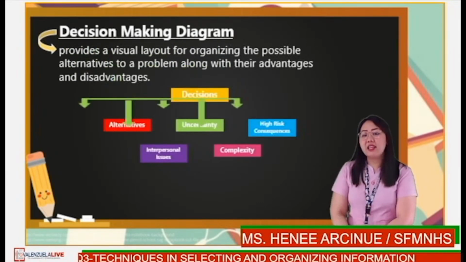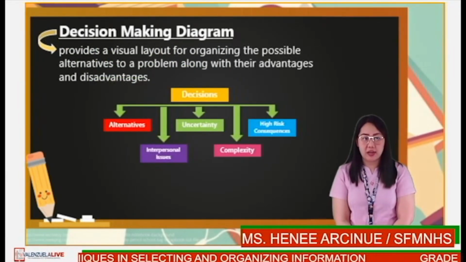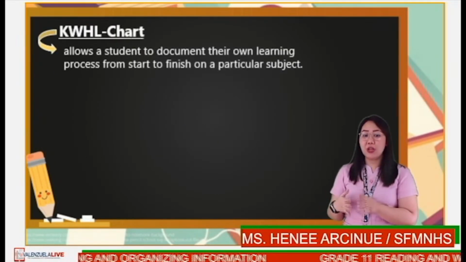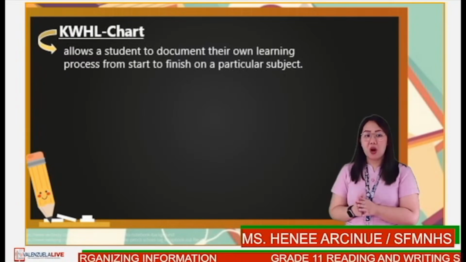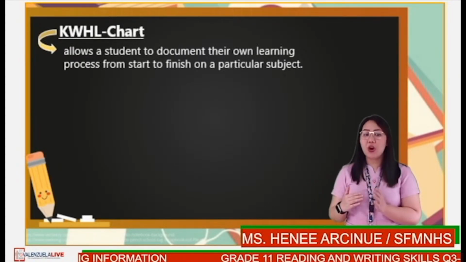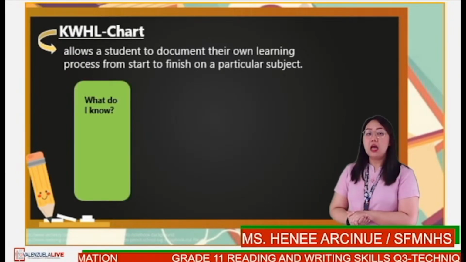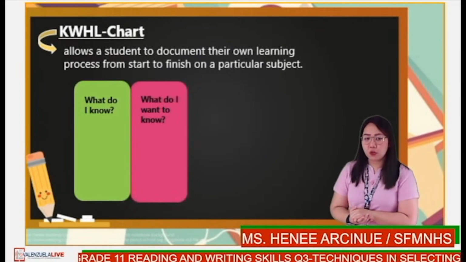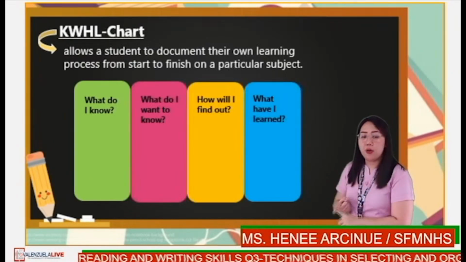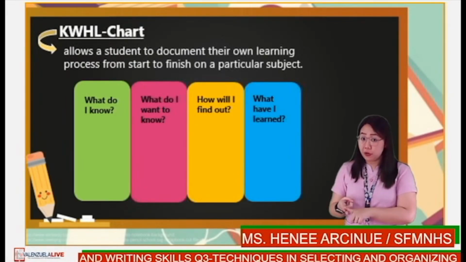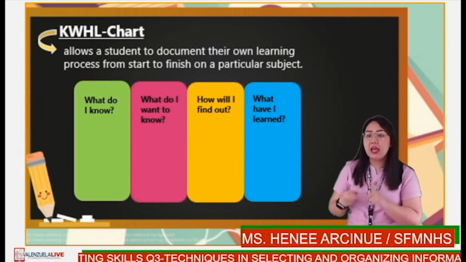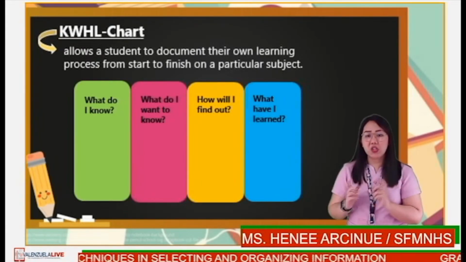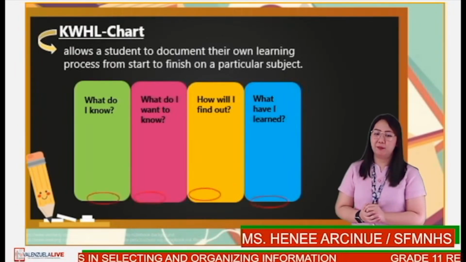Next is the KWHL chart. This allows a student to document their own learning process from start to finish on a particular subject. The letters stand for the steps in the process, which means what I already know, what I want to learn or to know, how will I find out, and what I have learned. Sometimes, H in KWHL chart can be optional.